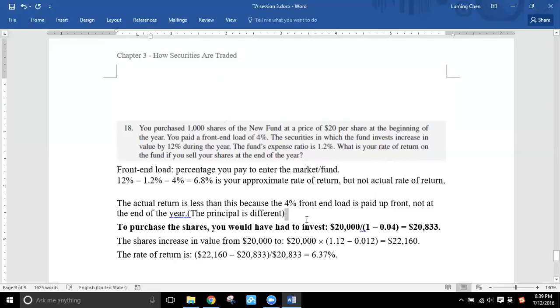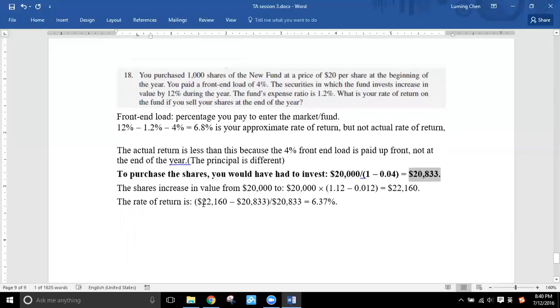Now, to purchase the shares, if we consider the 4% fees you paid upfront, if you want to buy 1,000 shares at $20, you actually need to put in $20,833. So it's more than $20,000. At the end of the year, the shares increase in value from $20,000 to 20 times the gross return minus the expenses, which will give you $22,160.